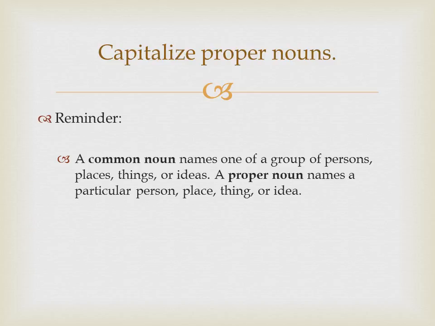Take, for example, the sentence, "My favorite baseball team is the Atlanta Braves." We know that the first word of the sentence, my, is capitalized. Baseball team, however, is not capitalized because it's a common noun. On the other hand, Atlanta Braves is capitalized because it's a proper noun, Atlanta being a place and the Braves being a thing or an organization.